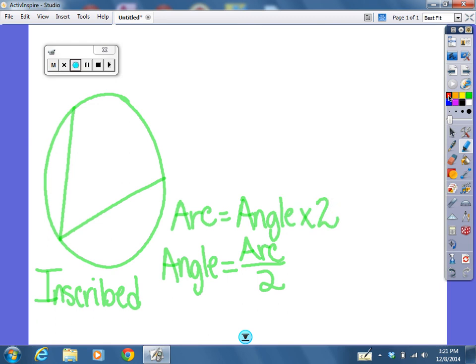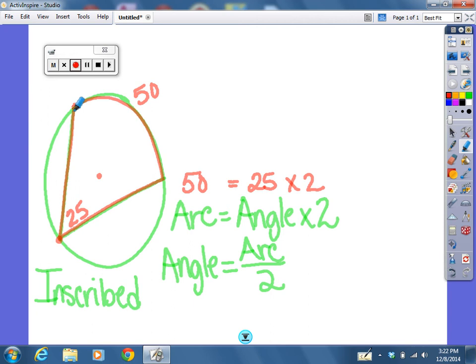So if you're given that this is 25, now I know this is inscribed. It's no longer in the center of my circle. It is on my circle. So that means if I have the angle, I can multiply it by 2 to get my arc. So that means this angle intercepts this arc right here. It's inscribed.